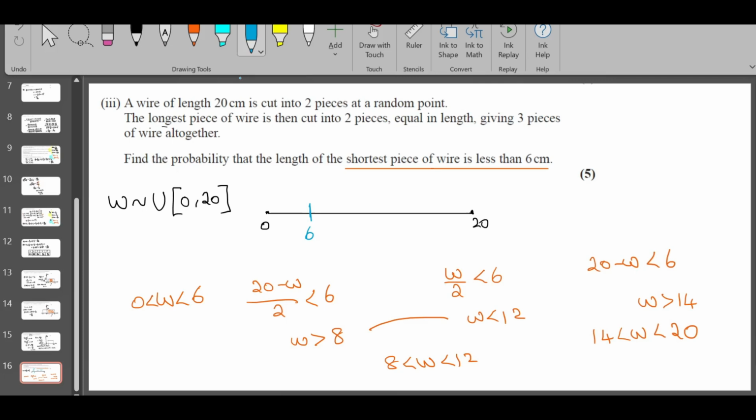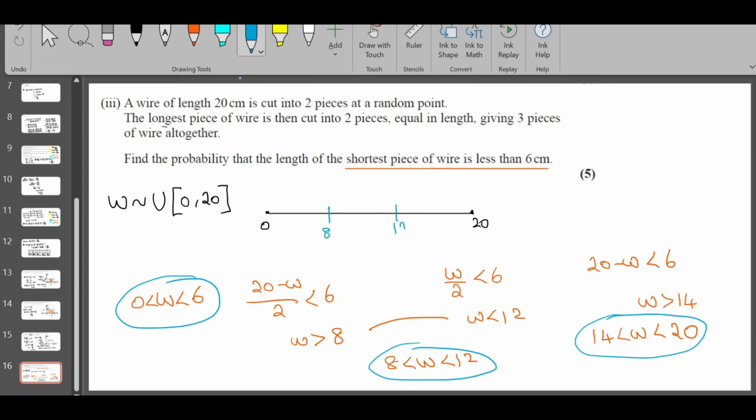So to get the length of the shortest piece less than 6, you can cut anywhere between 0 and 6. Or you can cut anywhere between 14 and 20. Let's say you cut at 15. So this is 5, right? So the balance one is 15. So when you divide into half, 7.5, 7.5, you get the shorter one less than 6 centimeters. Right? Okay. Or you can cut anywhere between 8 and 12. Let's say 8 is here, 12 is here. You can cut anywhere between here also.